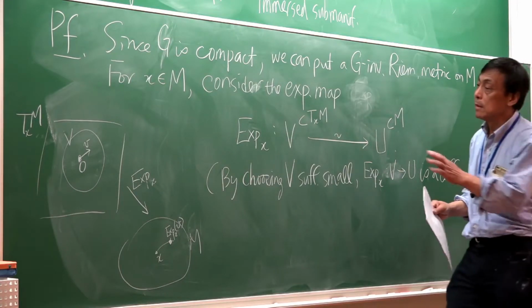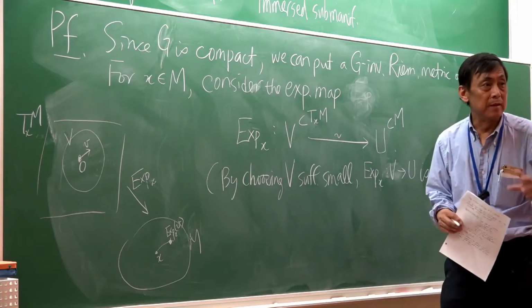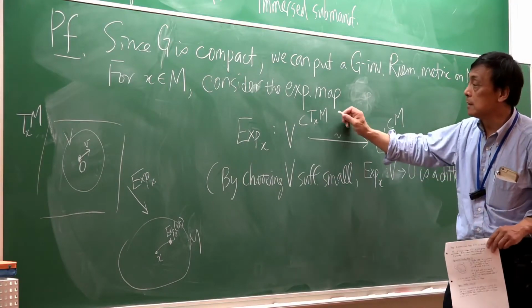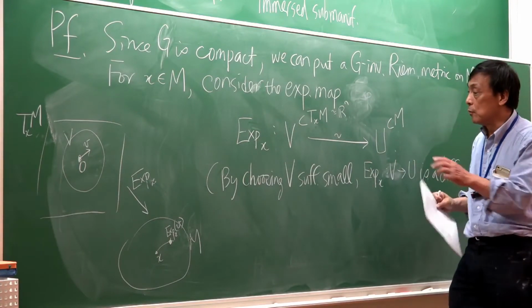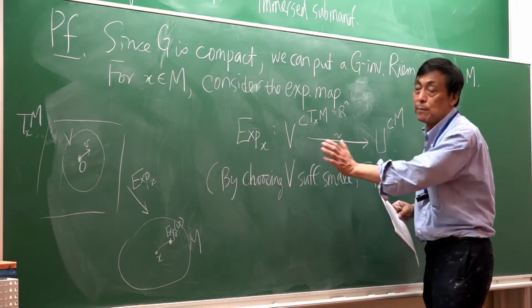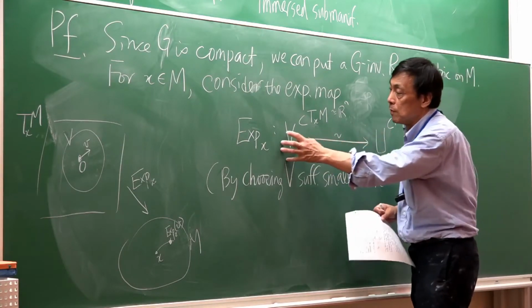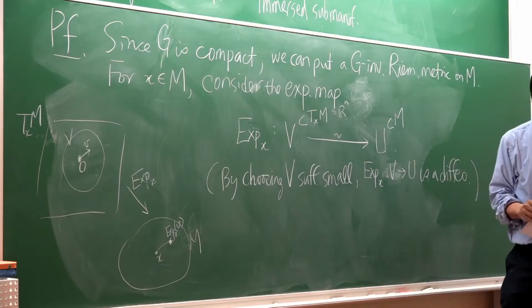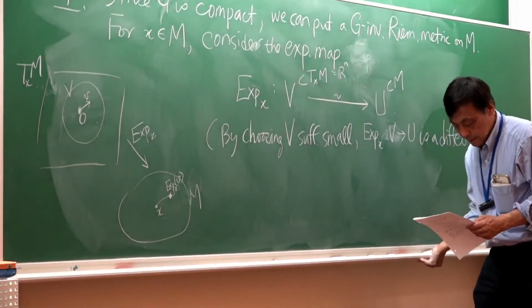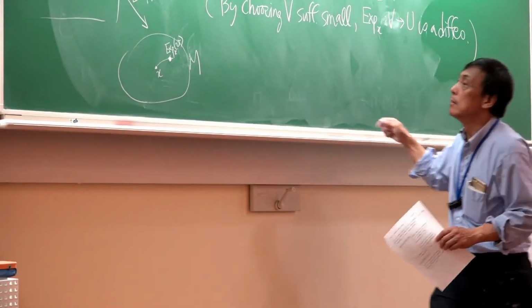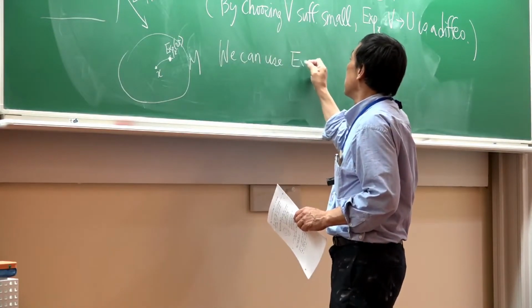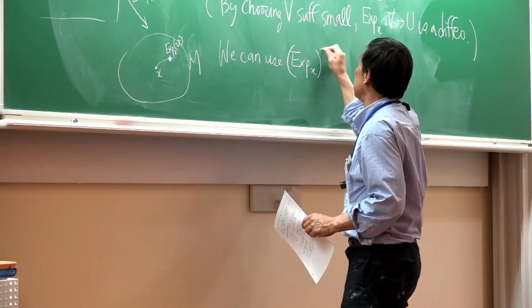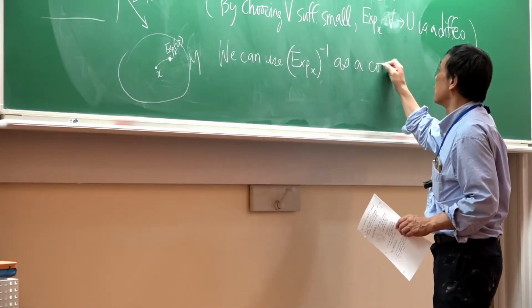Now, the tangent space is a linear space, so it can be identified with Rn. And so the inverse of the exponential map maps U into an open subset of Rn, so that means it's a coordinate map. So we can use the inverse of the exponential map as a coordinate map.